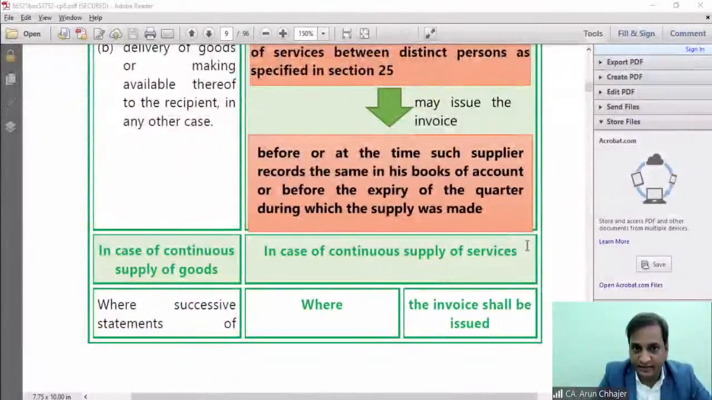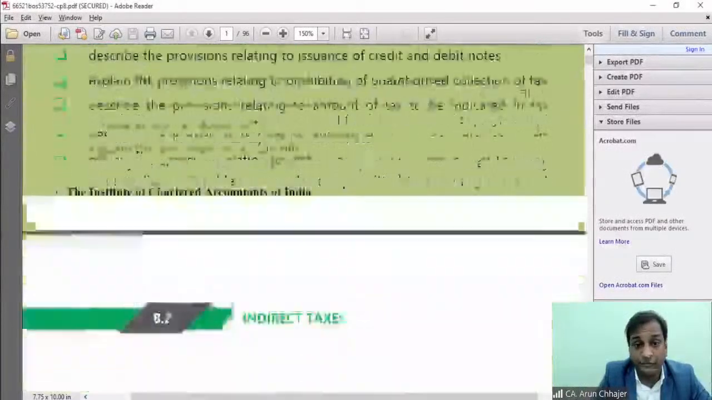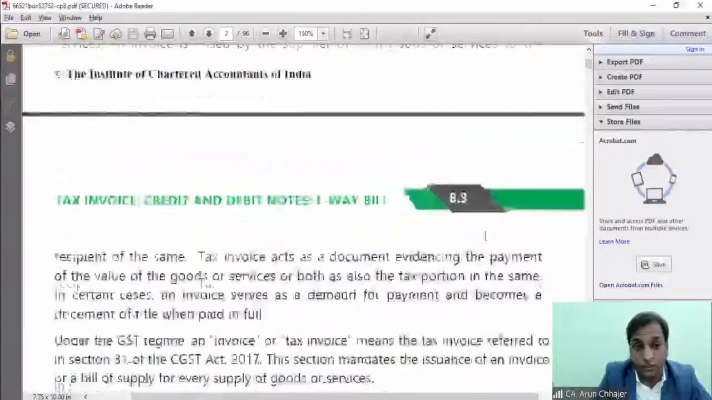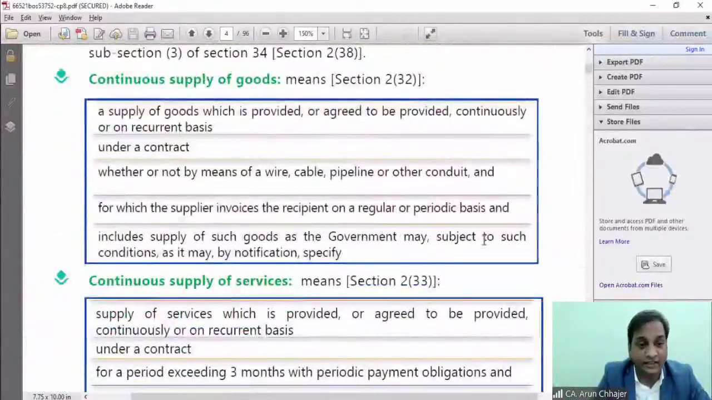Till now, is it clear? We have discussed the time limit for goods. We have discussed the time limit for services. Is it clear till now? Any question? Please ask. Now we are talking about the meaning of continuous supply of goods, and the meaning of continuous supply of service. These two points we have to discuss, and then we will discuss the time limit to issue the invoice.